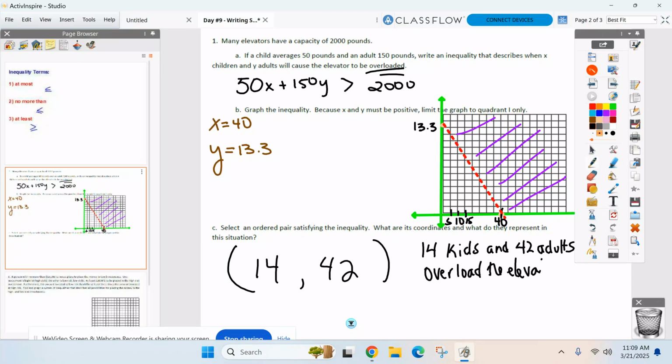Any point I get in that shaded region will overload the elevator. Even my 7,500,680,000, comma 8,000, because that would be so many people in one elevator. I wonder if they make elevators that big.